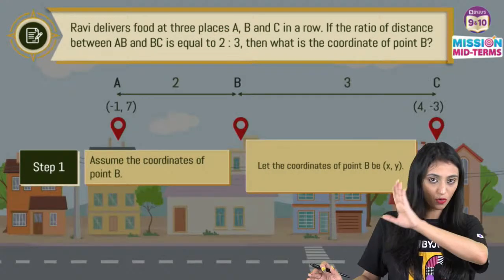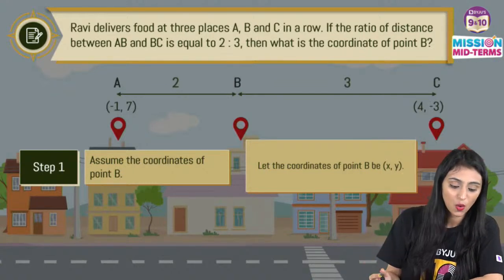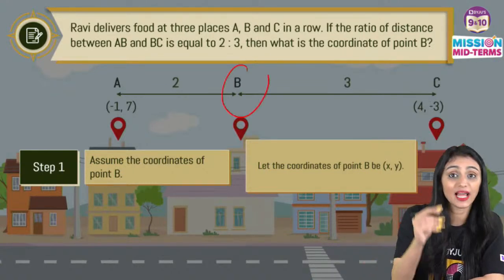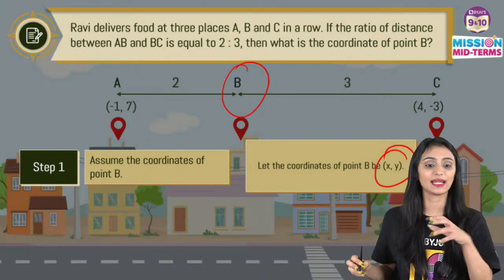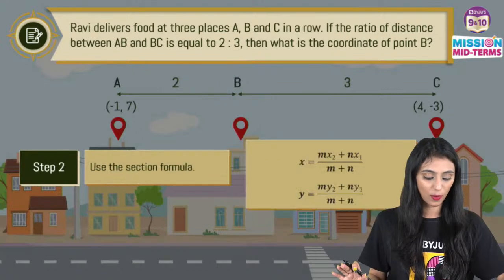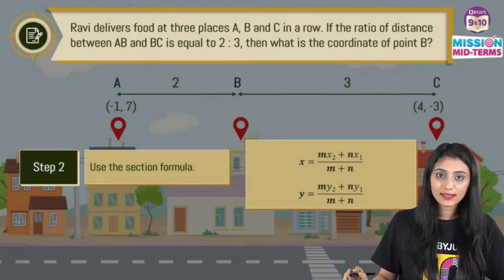Prince Raj, I'll explain the formula here on this slide. Every time, you have to assume the coordinates. Let's suppose the coordinates of this point B are x, y. So, section formula. What is the section formula?